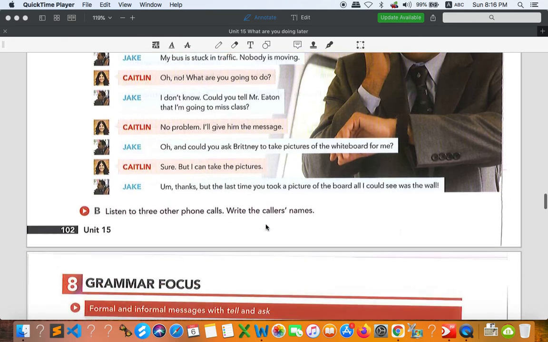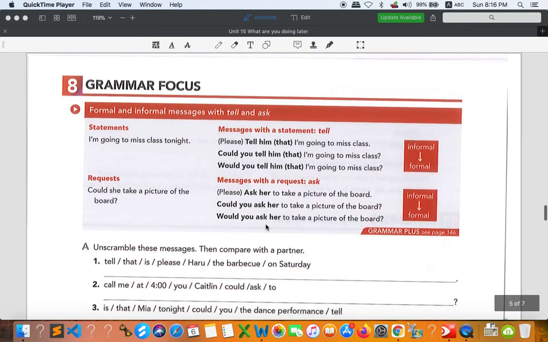Okay. All right, so let's go to number 8, grammar focus, formal and informal messages with telling us. So these are messages, everyone, but the message can be in a form of statements and requests. A statement means a sentence or subject, verb, and object. If you take a look at this, we have subject, verb, and object. So that's what we call a statement. So it is a sentence. However, request, when we talk about request, it can be a question, it can be imperative.